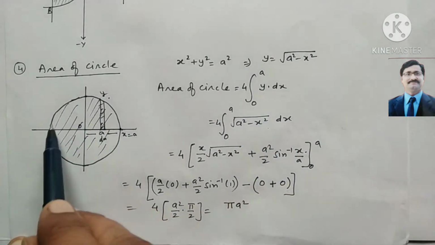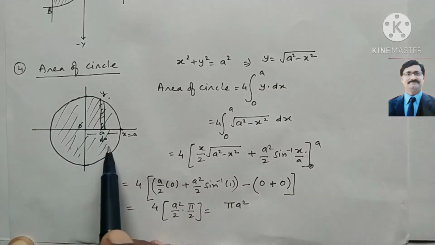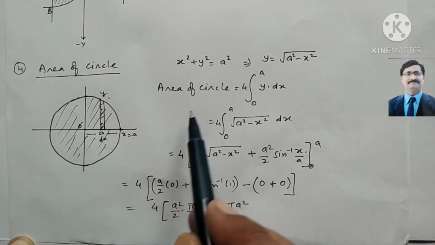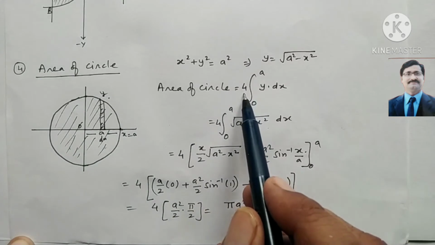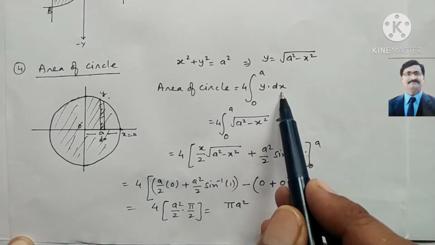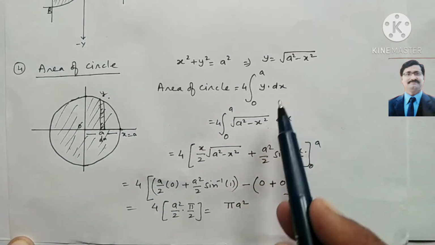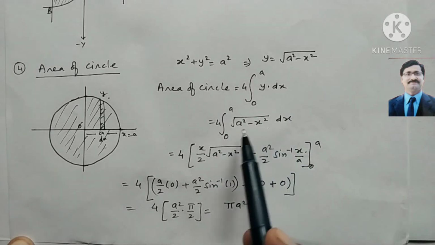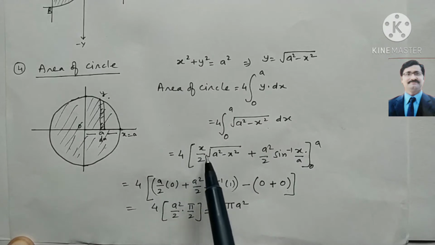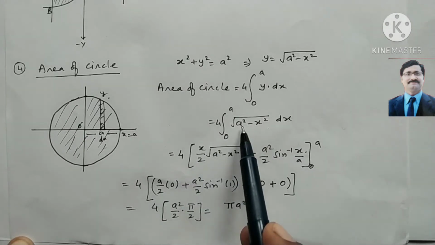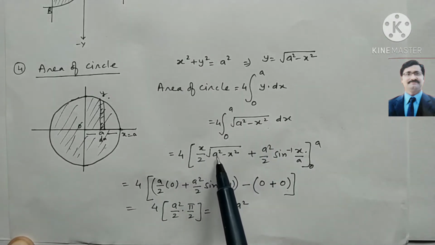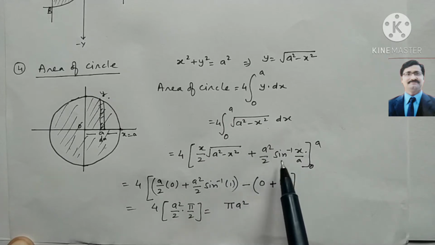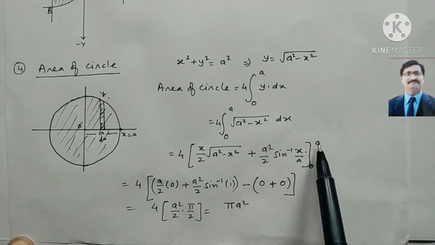and this type of part, same, we have 1 2 3 4 parts. So we can write area of circle equal to 4 into integral 0 to a y dx, and y is root a square minus x square. So we can put it here, and we know this formula already, so we can write 4 outside and in the bracket, this formula is x by 2 root a square minus x square plus a square by 2 sine inverse x by a, and the limit is 0 to a.